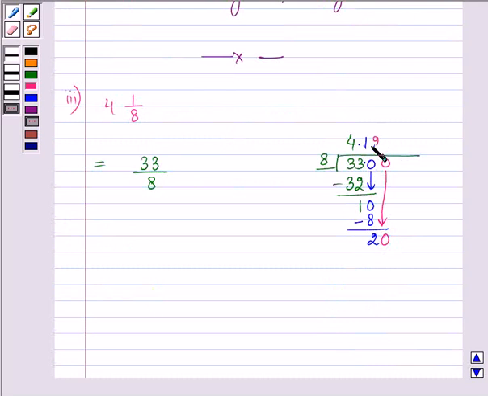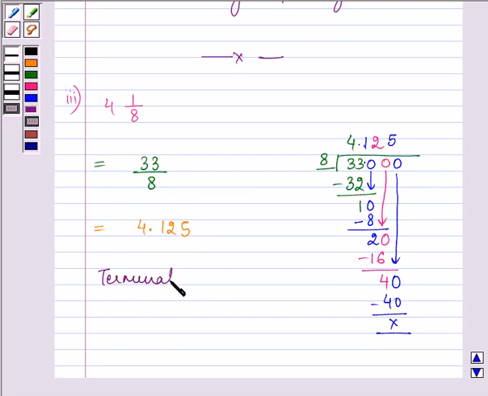Now, 8 multiplied by 2 gives us 16. We are left with 4. Dropping down 0 from above makes it 40, and 8 multiplied by 5 will give us 40. So the remainder is equal to 0, and hence it's not repeating itself. So the answer will be 4.125, and we can write that this is a terminating type of decimal expansion.